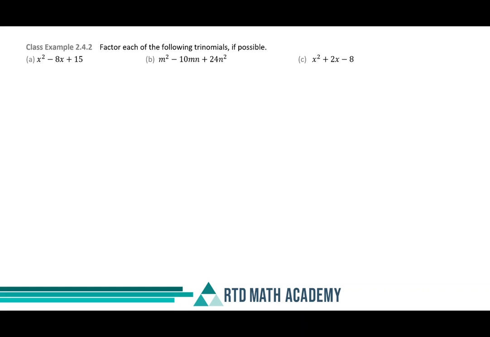Class example 2.4.2, factor each of the following trinomials if possible. We're getting the hang of this now, so let's see how this goes. Question A, x squared minus 8x plus 15.